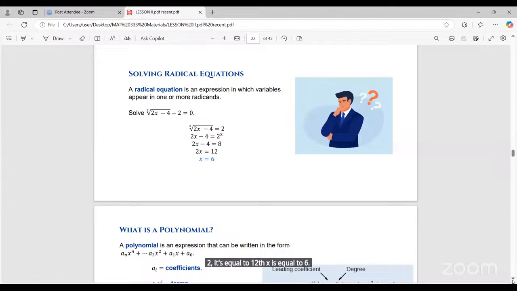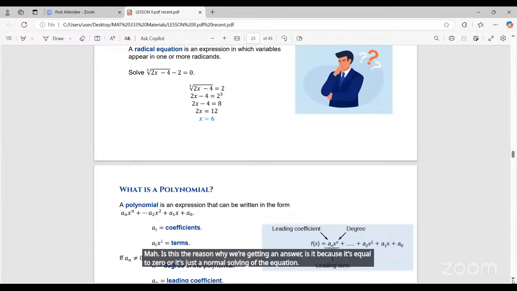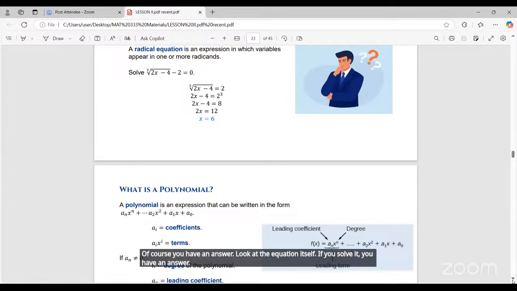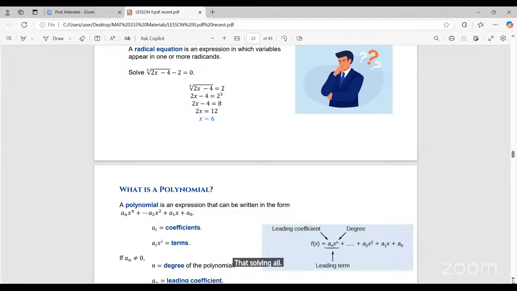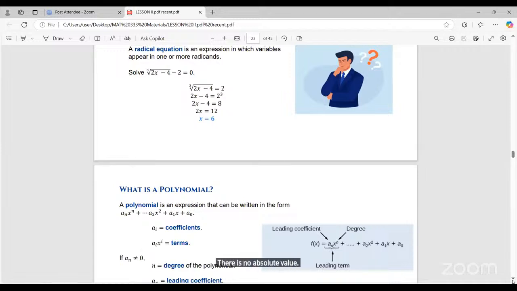Ma'am, how do we solve it? Is this the reason why we're getting an answer, because it's equal to 0, or is it just normal solving of the equation? Of course, you have an answer. Look at the equation itself. If you solve it, you have an answer. Is it direct solving, or are we getting one answer because it's like the absolute value thing here? If it's less than 0, you get no solution. If it's equal to 0, there's no absolute value here. Okay, thank you.